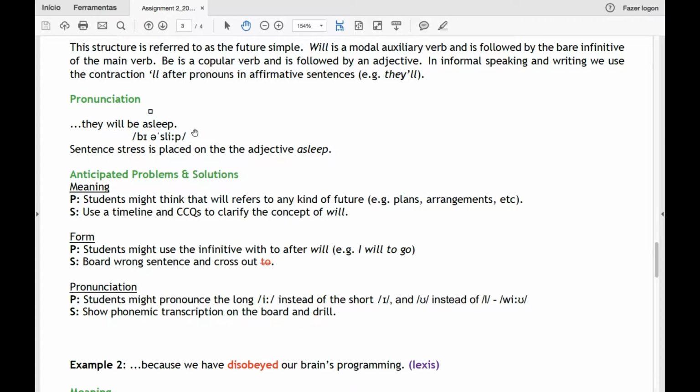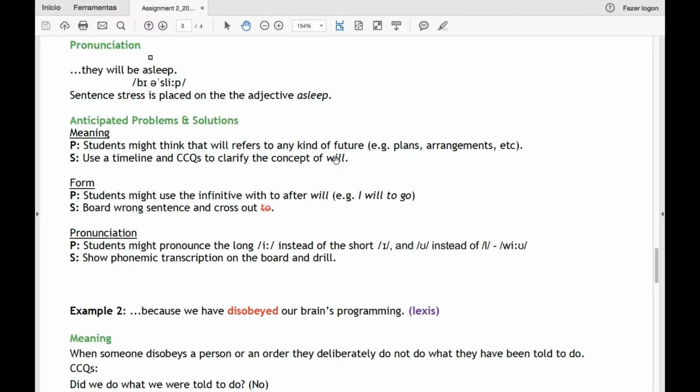Pronunciation. They will be asleep. Here we have stress. Here we have the transcribed form. Sentence stress is placed on the adjective asleep. And last but not least, we have anticipated problems and solutions.